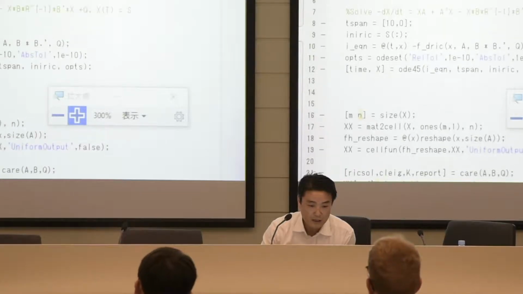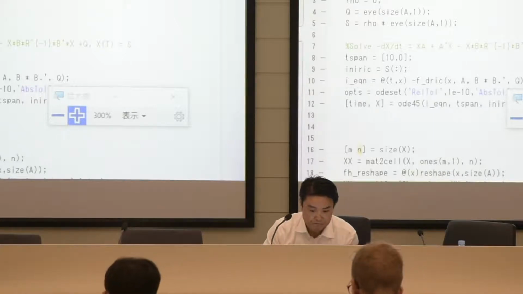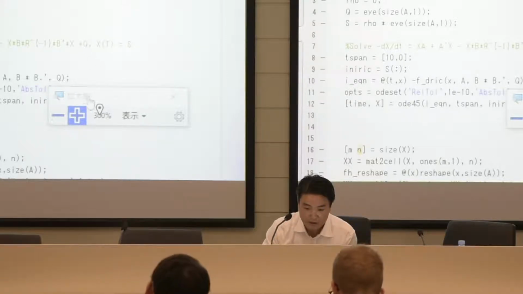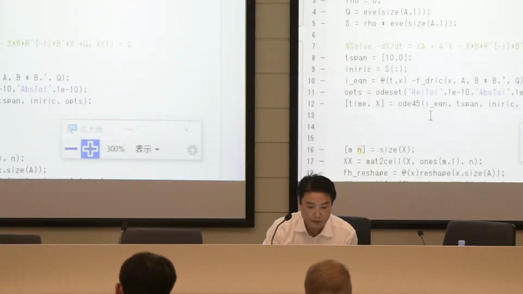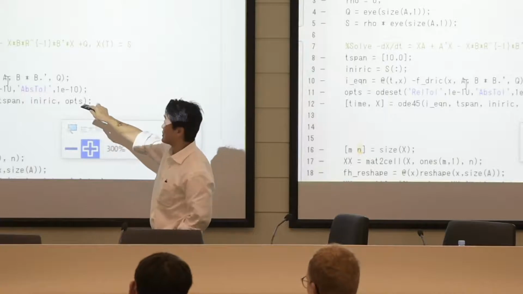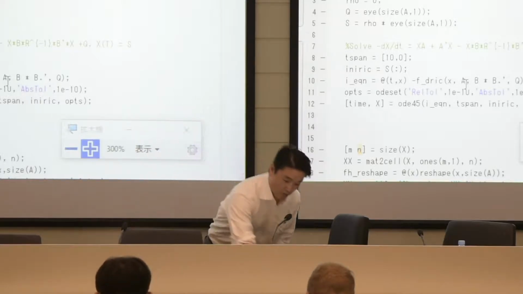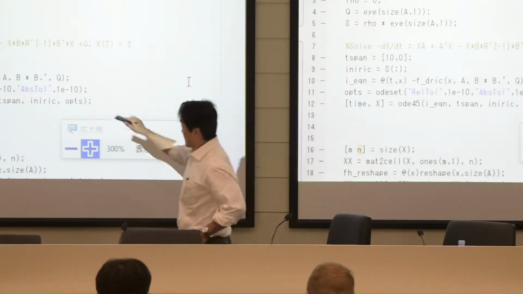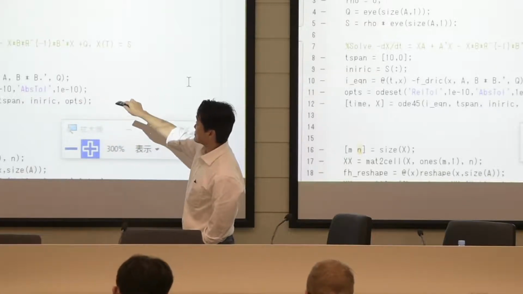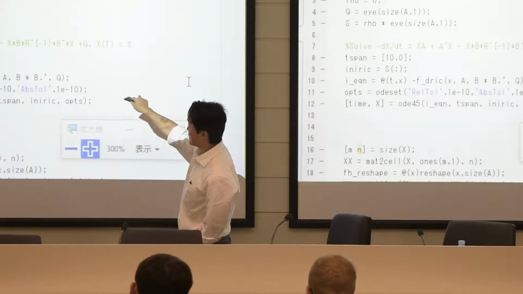Okay, we start with the same Q and R, and I made a function f_Ric here. This is a separate function. In your folder, you find this f_Ric. What does it do? This computes the differential Riccati equation based on your A and B, the quadratic terms R, and Q.